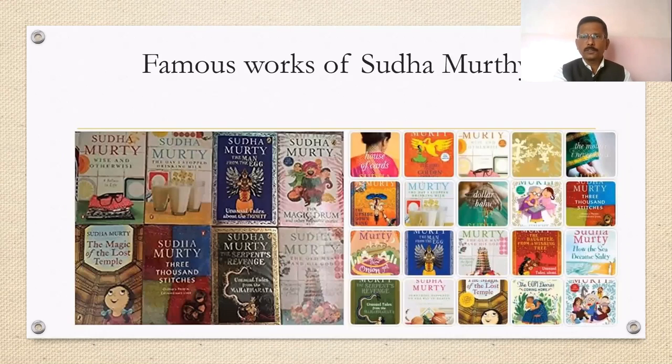These are the famous works of Sudha Murthy. You can see 3,000 Stitches, Wise and Otherwise, The Day I Stopped Drinking Milk, then The Magic of the Lost Temple. She writes for women, she writes even for children, and she's a well-known, celebrated writer in this sense. Many of the students were introduced to her as a writer. So she has that influence on this next generation also.